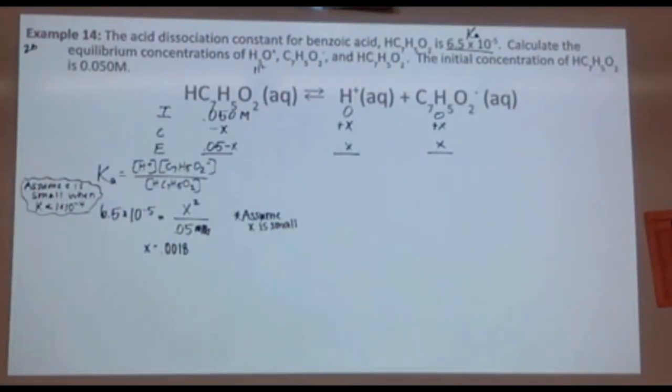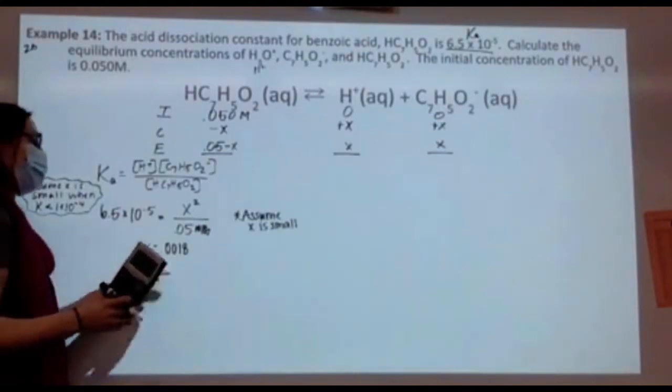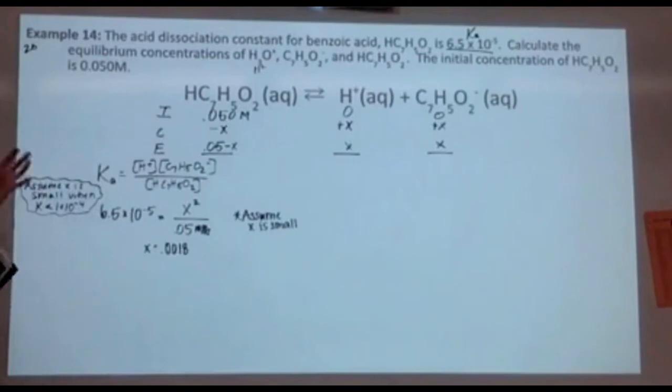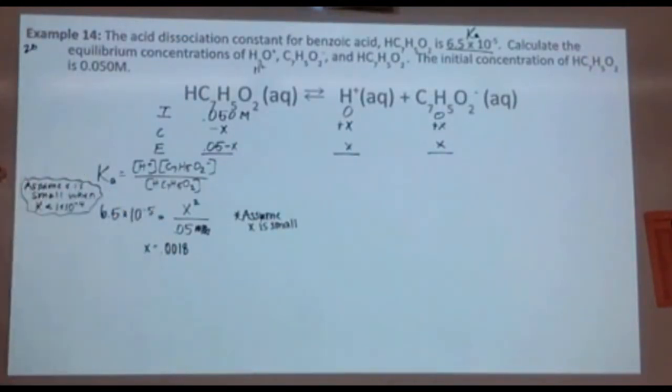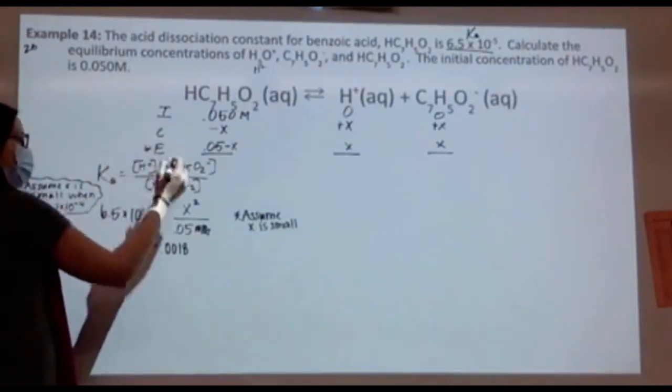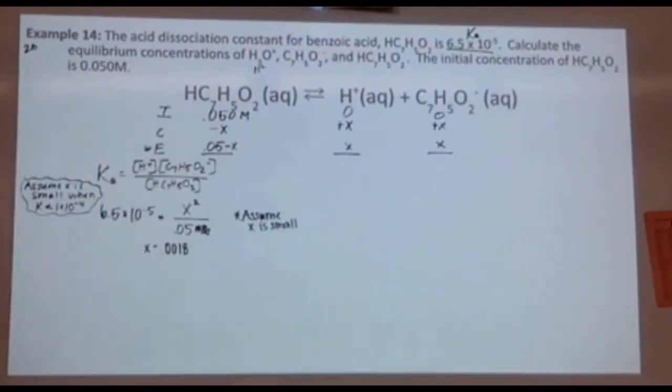The reason that that's kind of the threshold for this assumption is because by making this assumption, we're assuming that this weak acid dissociates or ionizes less than 5%. If it ionizes more than 5%, we can't make the assumption. So if x is 0.0018, right, we can't just box x and say there's my answer. We need to solve for what is in the equilibrium row. So let's plug it back in.